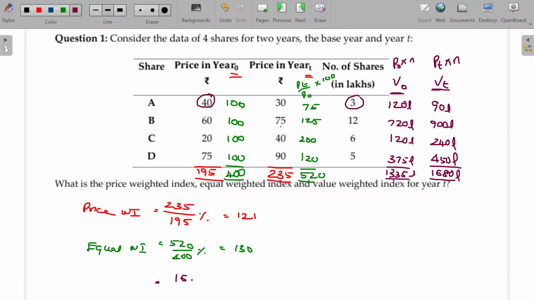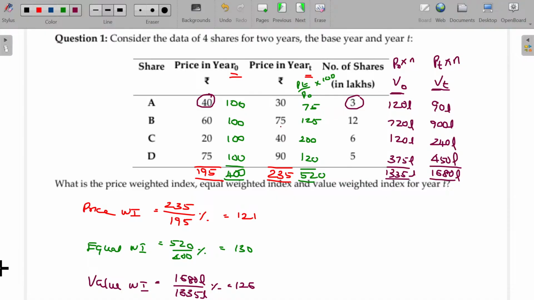Now, based on the value, compare today's value to yesterday's value to find out the growth here. So, 1680 lakhs is today's value compared to yesterday's value of 1335 lakhs, in percentage. The ultimate value is 126. This is called the value weighted index. Hope you are now able to understand this one. Price weighted index, equal weighted index, and value weighted index.